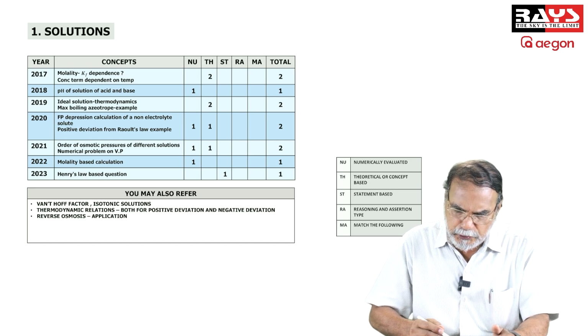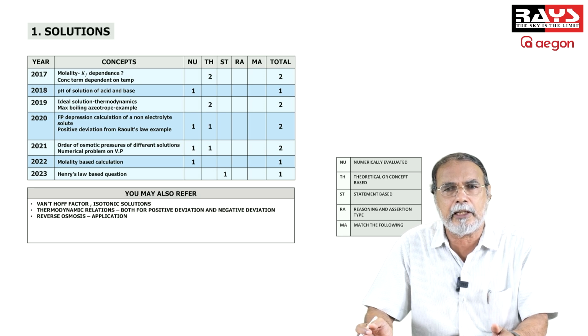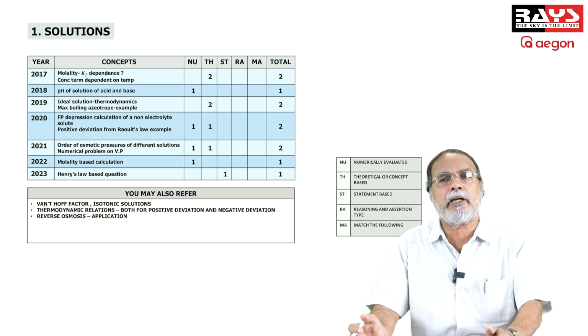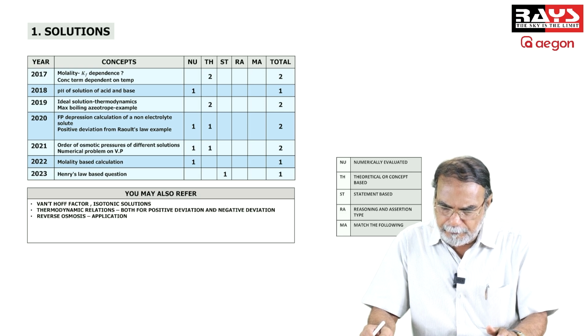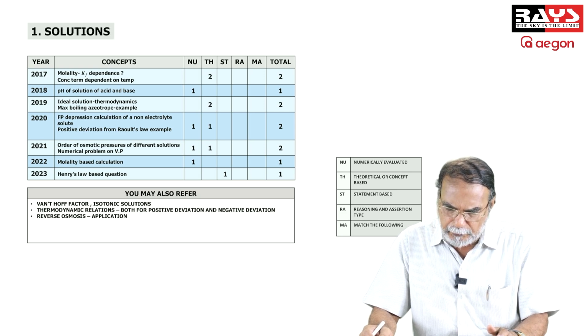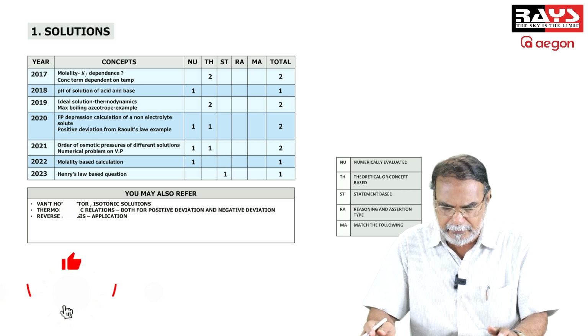And you may also get a thermodynamic question on thermodynamic relation for KF and KB. KB equals RT_b square by 1000 delta H_V, and KF equals RT_f square by 1000 delta H_f. So these thermodynamic relations are important. Sometimes you may get a question on that. And also study the thermodynamic relations for positive and negative deviations, I already said.